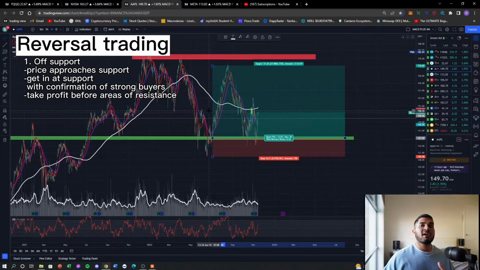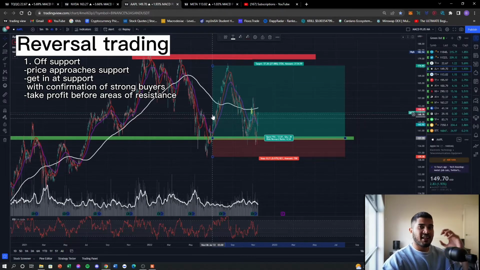We are going against the trend when we are reversal trading. This is a bit more complex, and the chances that you have of making a profit in reversal trading compared to trend trading are a bit lower, because reversals will not happen at all times. You cannot guarantee that, but in trend trading, the chances that you become profitable are a bit higher. So I do recommend trend trading, especially for beginners.